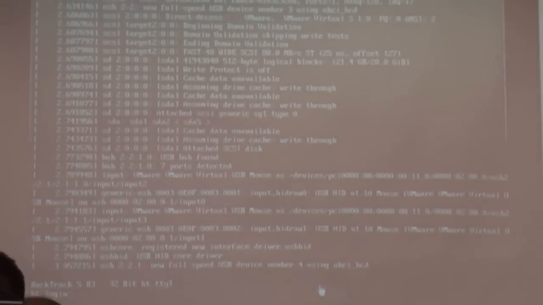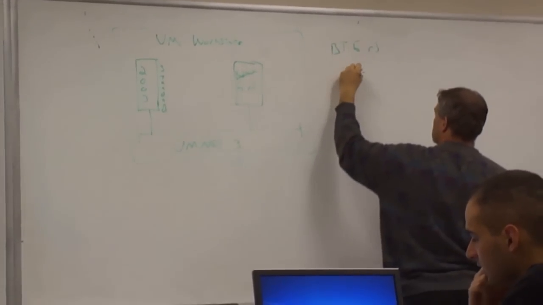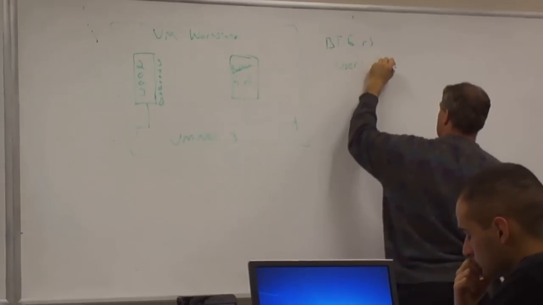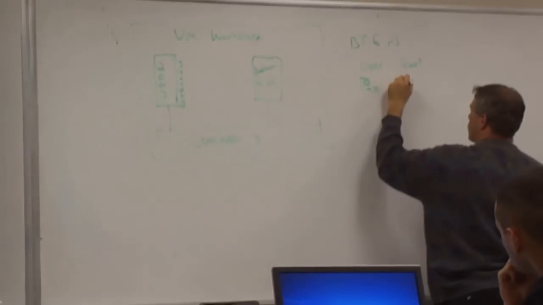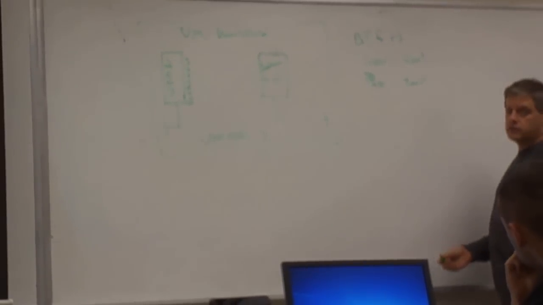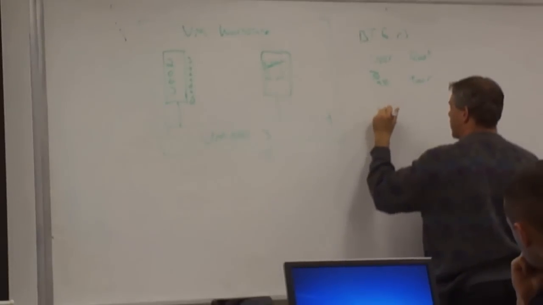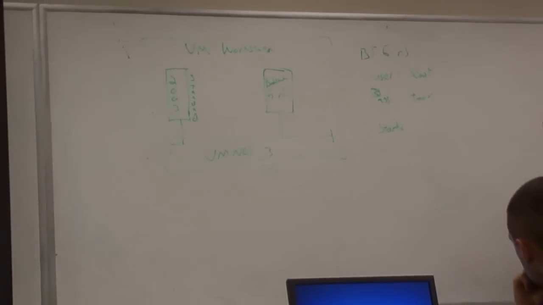Go over here. The BackTrack will boot up with the login. On BackTrack, your user is root. The password is toor, which is root backwards. And then the next thing that you have to do is just type in the command startx. All one word. Startx.